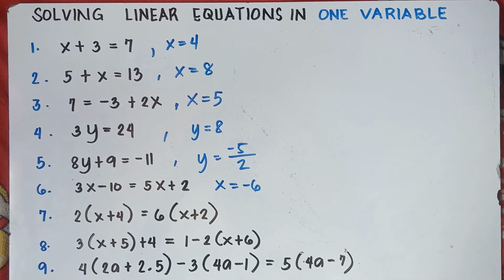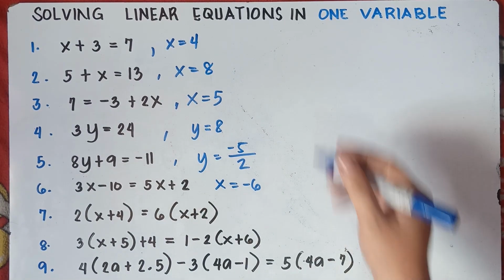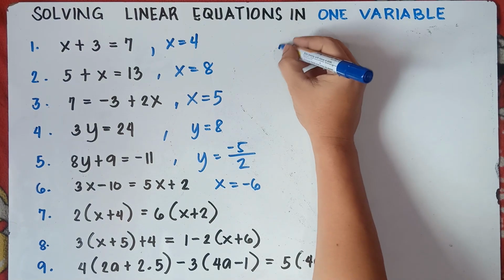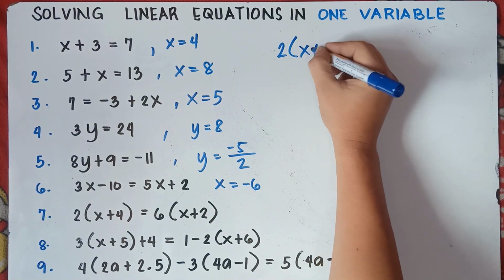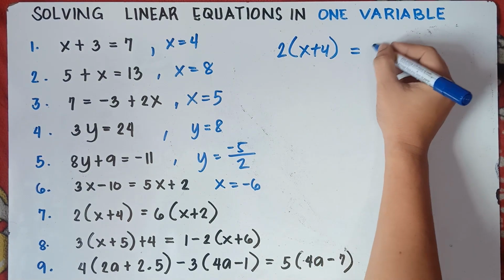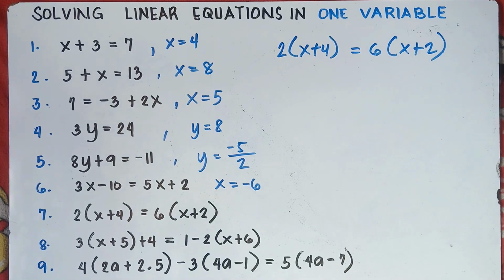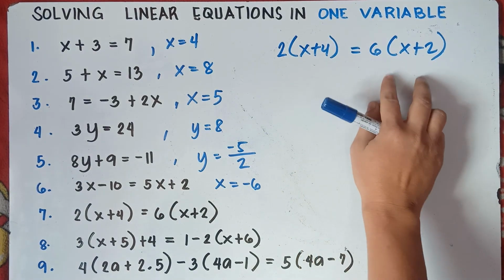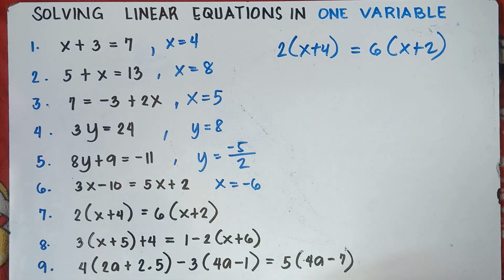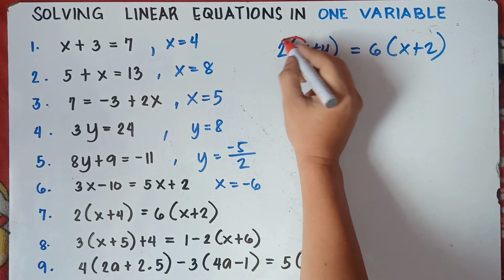So let's try number 7. 2 quantity x plus 4 equals x quantity x plus 2. So simplify first before transposing the equation. So simplify by distributing property, class.